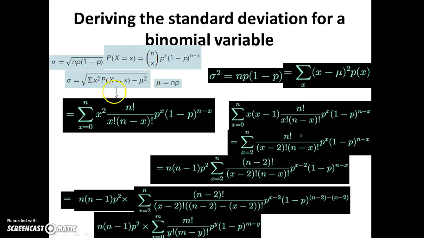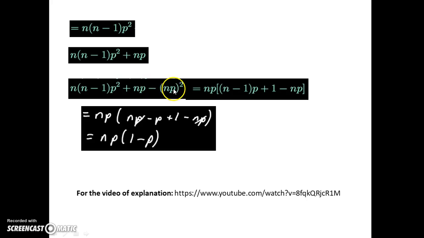That's what it equals. And also I subtract mu squared, which is (np) squared. Now I also add that one. And I take out np. I factor out np. That's what I get at the end. And that's the link for the video for this explanation.